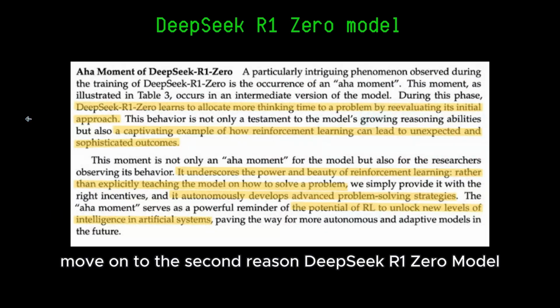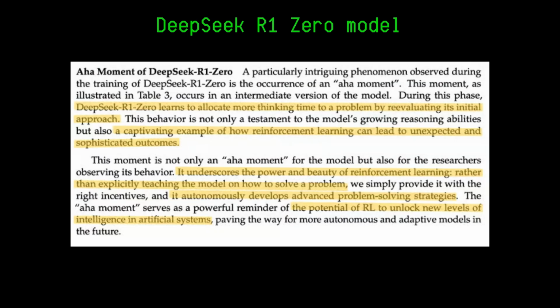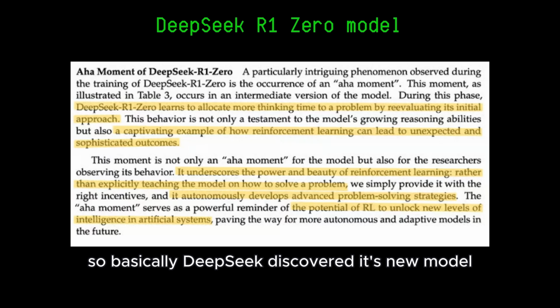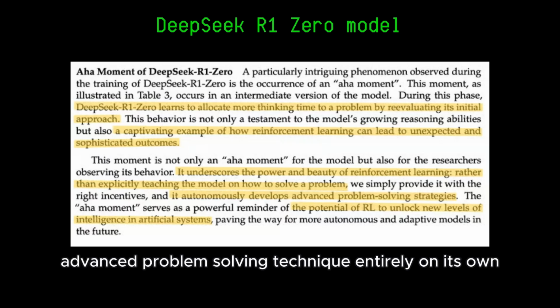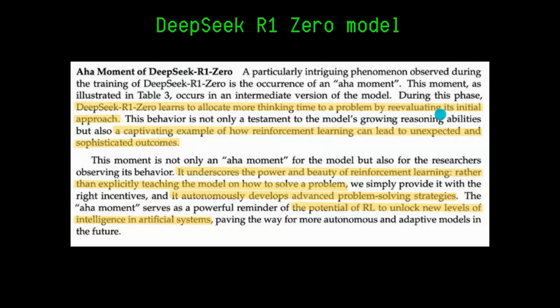So let's move on to the second reason, the DeepSeek R1-Zero model. Basically, DeepSeek discovered its new model having an aha moment, where it developed an advanced problem-solving technique entirely on its own. During this phase, DeepSeek R1-Zero learns to allocate more thinking time to a problem by re-evaluating its initial approach. This is a captivating example of how reinforcement learning can lead to unexpected and sophisticated outcomes.